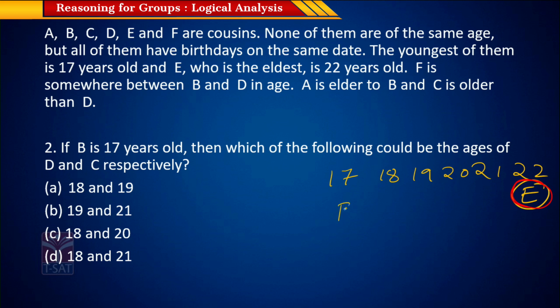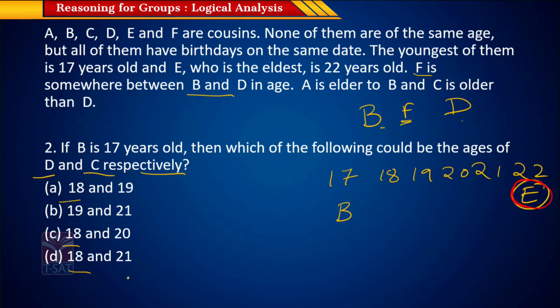Okay, if B is 17 years old, now they're asking what could be the ages of D and C respectively. So we know that there should be F between B and D. So there should be B, F, and then D. So if D is 18 years old, is it possible that F can come between B and D?